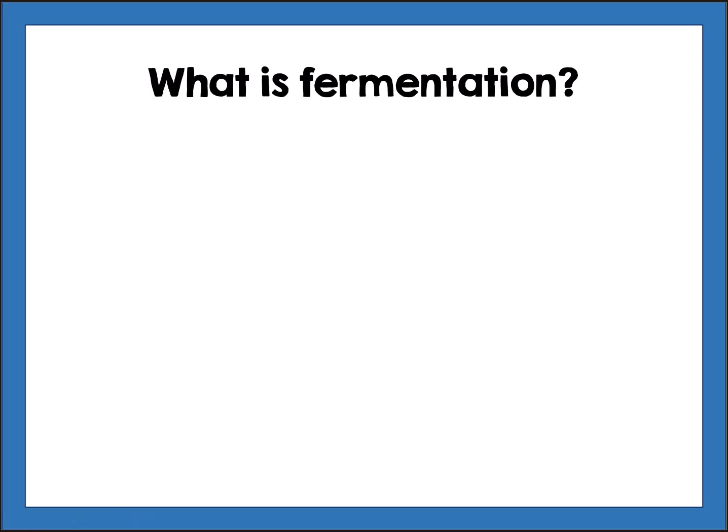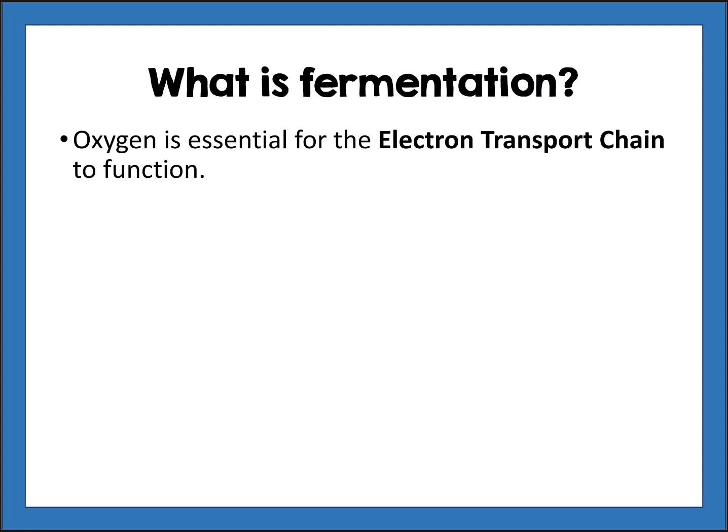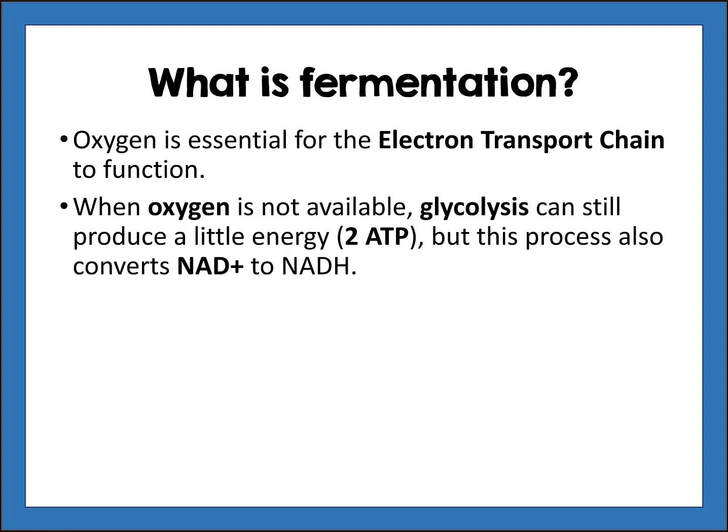Okay, let's finish this unit off by going through the process of anaerobic respiration. So we just talked about what happens in the 3 steps of aerobic respiration: glycolysis, Krebs cycle, and electron transport chain. But as you just learned, oxygen is essential for the electron transport chain to function. So when oxygen is not available to pick up those extra electrons, the entire process fails. So glycolysis can still produce a little bit of energy without oxygen. It can produce 2 ATP, as we mentioned, but this process also converts NAD plus into NADH.